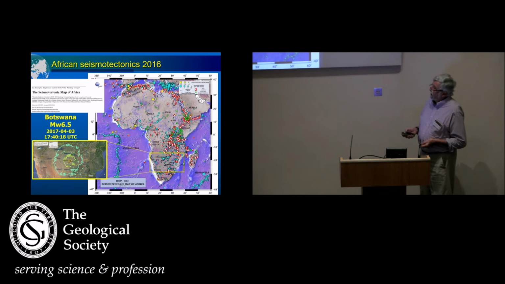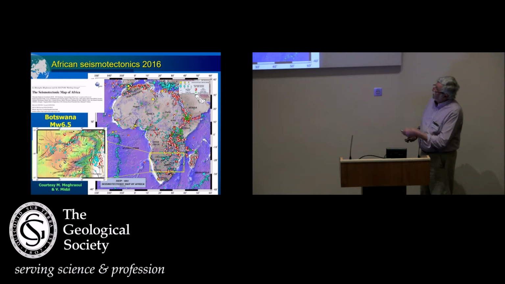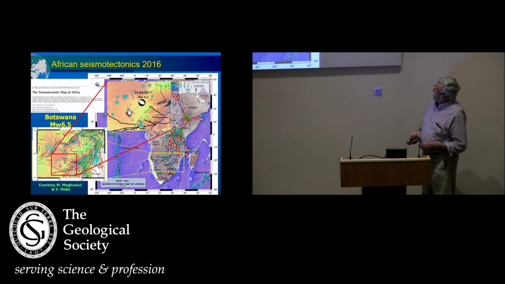This is Mustafa Magrahi's seismotectonic map of Africa, something he provided me with, showing that it was an extensional event. They've had an array over here which has shown that there is seismicity arcing around the belt over here, but most of the aftershocks cluster in that area, corresponding to about a moment magnitude 6.5 event.